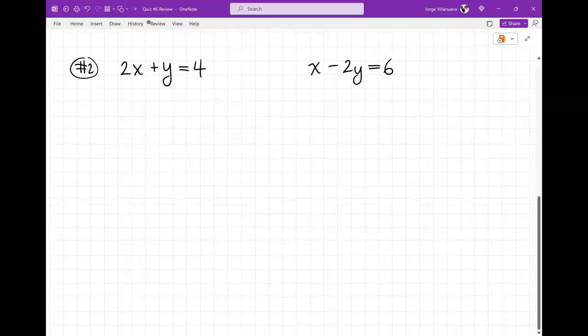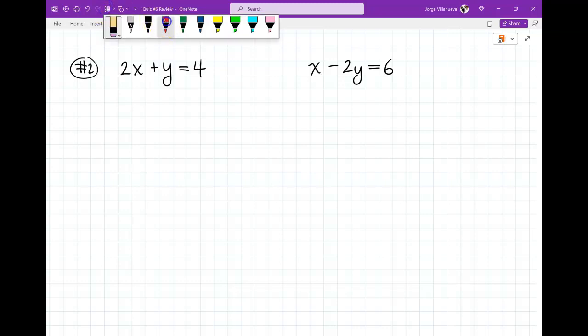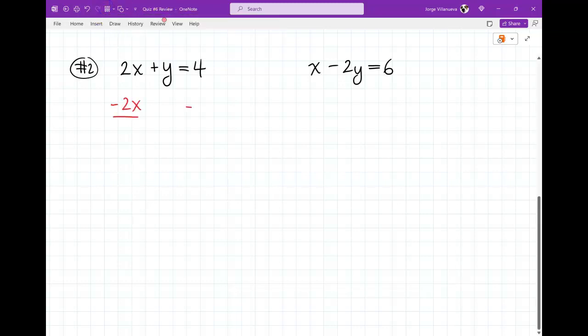So none of these are solved for y. We can solve for them. Okay? So the first one, to solve for y, I'm going to have to move that 2x. Okay, so minus 2x on both sides. Minus 2x, so I get y equal to negative 2x plus 4. Now I solved it for y, so that's perfect. What is my slope? Negative 2 over 1, right? Or just negative 2, but either way.